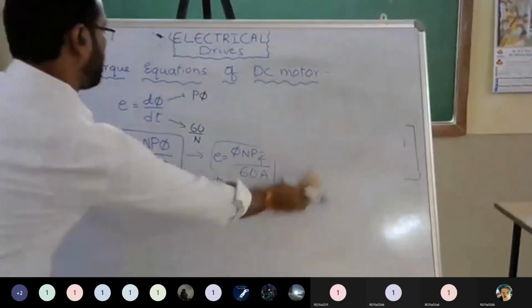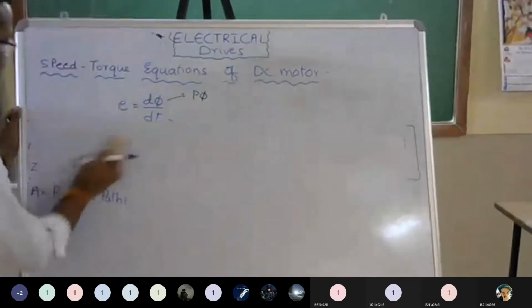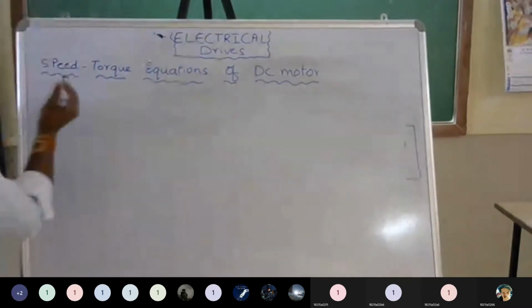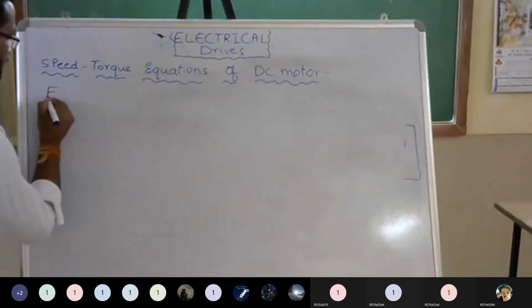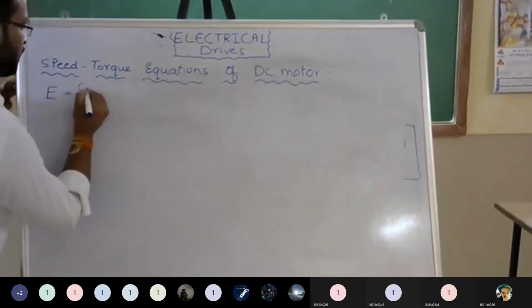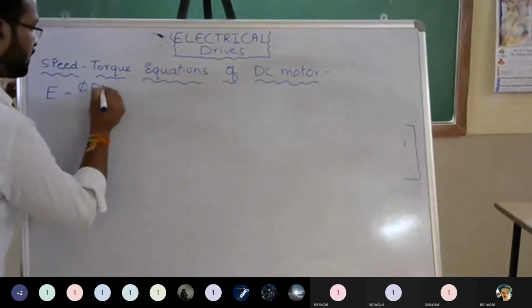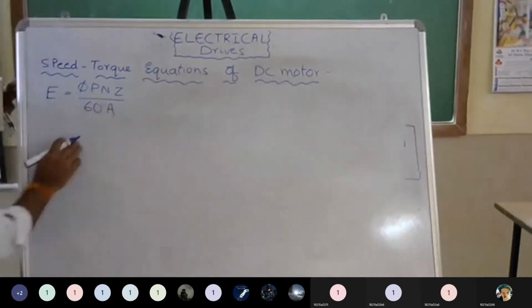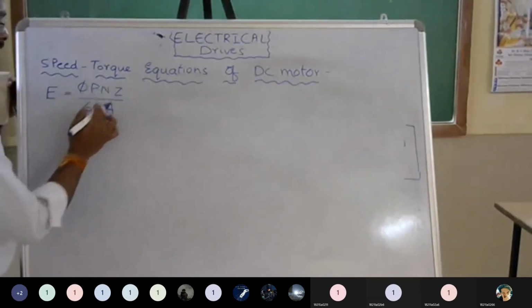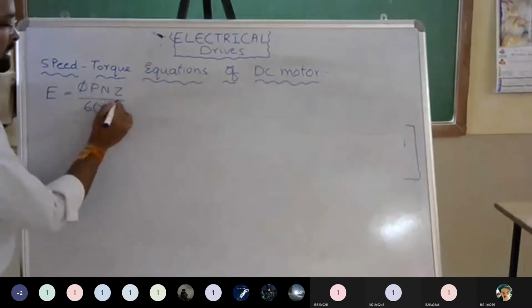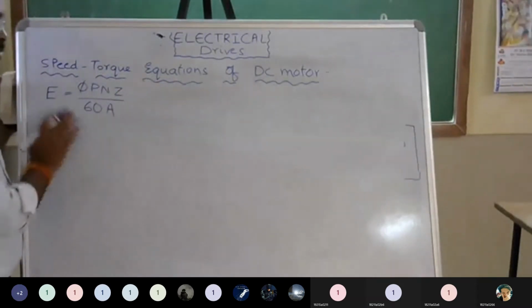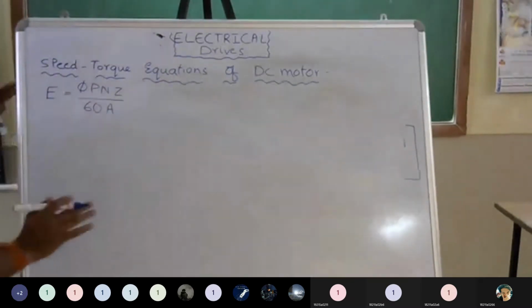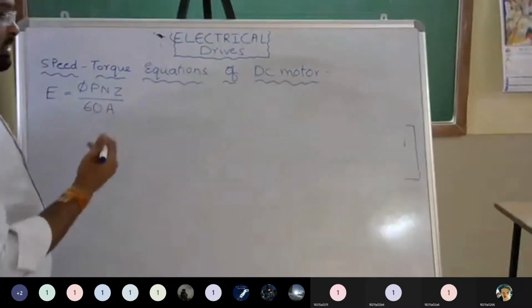So now we got our equation. What is our equation? EMF generated by the armature conductors. So I will write that as E is equal to phi P N Z by 60 A. While writing also you can remember, P phi, then N by 60, then the Z conductors, and A is the parallel paths. After this, you need not forget this equation. Clear? Okay.